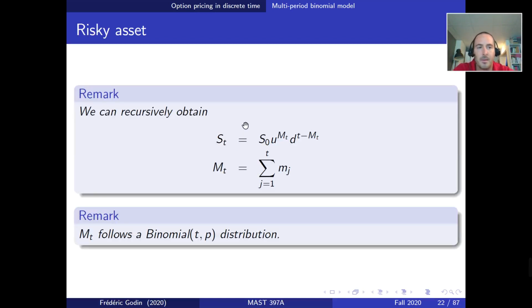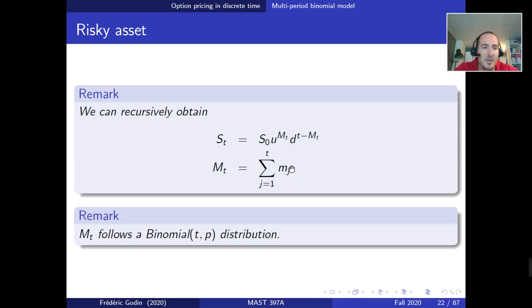So it's quite straightforward to show. We won't give the formal proof here, but you can show that S_t, the time t price of the risky asset, can be written as its initial price times u to the power M_t, times d to the power t minus M_t, where M_t is the sum of the indicators M_j, where j goes from 1 to t. So how can we interpret capital M_t? Capital M_t is the number of upward movements of the stock until time t. So the stock price at time t is its initial value times u to the power of the number of upward movements, times d to the power t minus M_t. So t minus M_t is the number of downward movements of the stock.